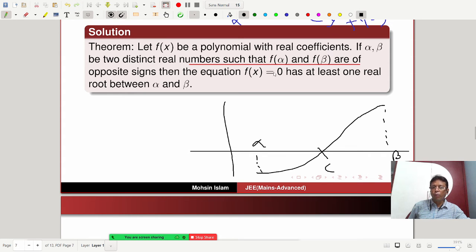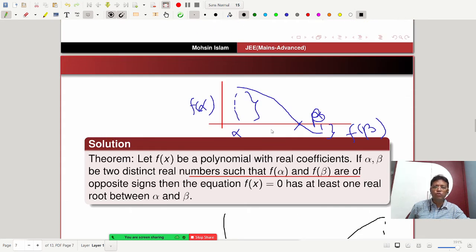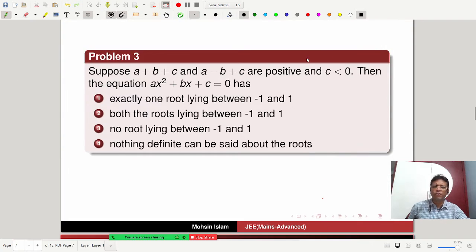So this is a very important theorem. I will use this theorem everywhere in theory of equations. You have to remember this type of theorems. So a plus b plus c and a minus b plus c are positive and c is less than 0. And f(x) is actually, let me write, f(x) equal to ax squared plus bx plus c.